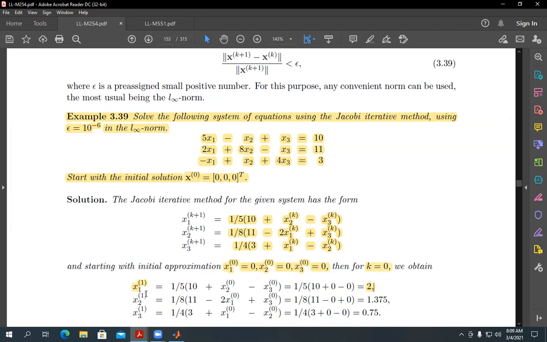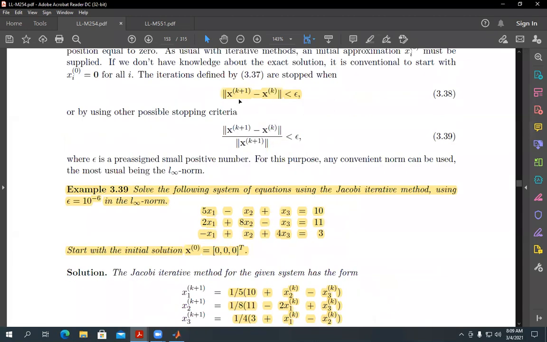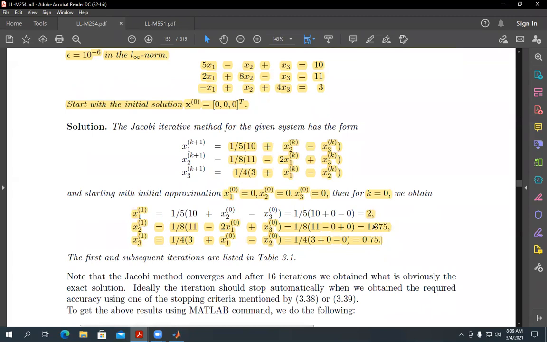In a similar way you can do it for the second variable, using the initial approximation for x1, which is given as 0, and x3 given as 0. So you can have 11 over 8, which is 1.375. In a similar manner, you go for the third one here. And this is what you have as the first approximation. Now you have to check the accuracy. What is the first approximation you found? 2, 1.375, and 0.5. And your initial approximation given is 0, 0, 0.